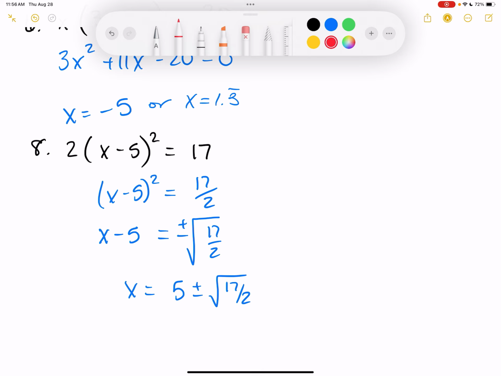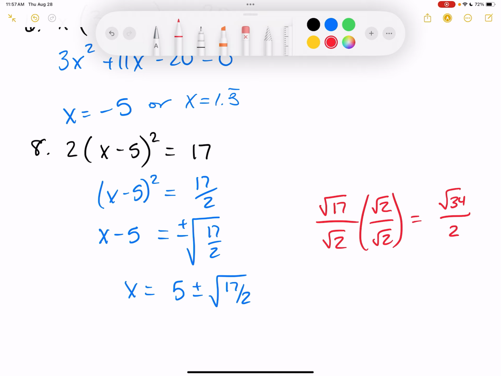Right now I have the square root of 17 over the square root of 2. To rationalize it, we multiply by the square root of 2, top and bottom. So this is going to give me on top the square root of 34 over 2.